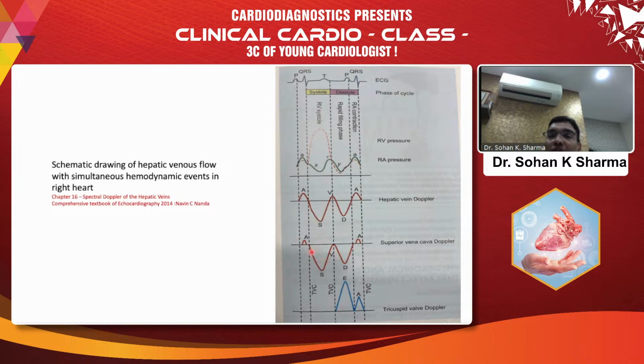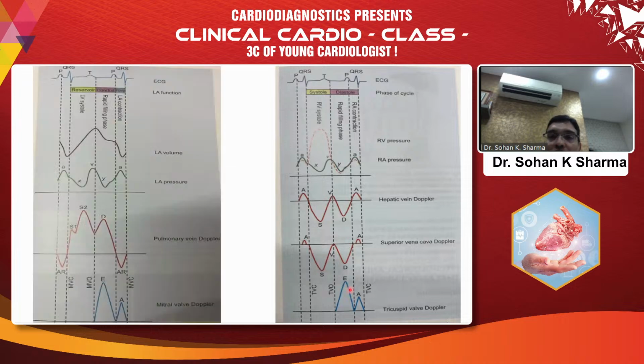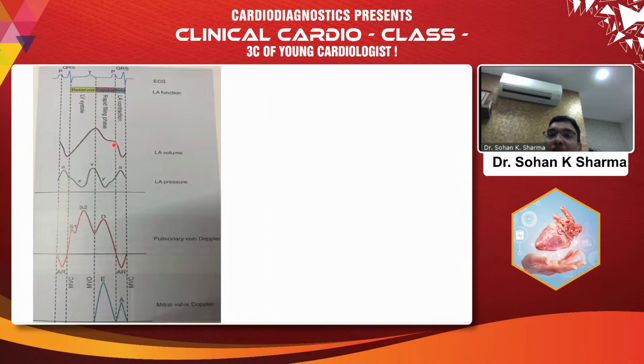Similarly it is seen in the superior vena cava Doppler, and if we put a tricuspid valve Doppler or mitral valve Doppler, the E wave coincides with the Y descent. Y descent coincides with the diastolic wave in the hepatic vein, superior vena cava Doppler, and the E wave at the mitral or tricuspid flows. Now this is the flow in the pulmonary vein. Again the same thing: the systolic wave coincides with the X descent, and the diastolic wave coincides with the Y descent, that is with the E wave. This is a very important thing to time the events.